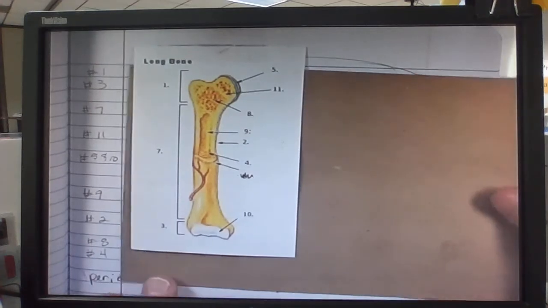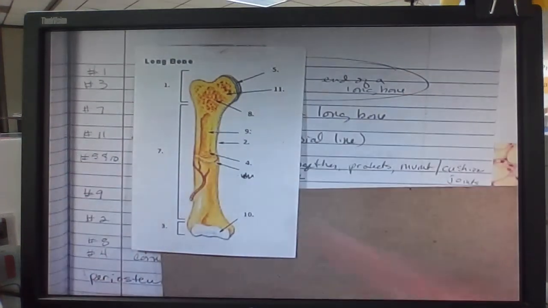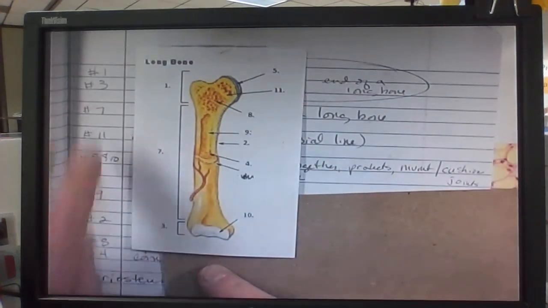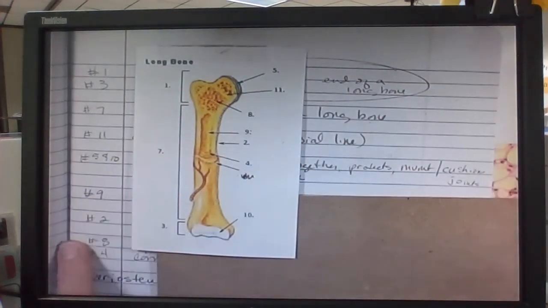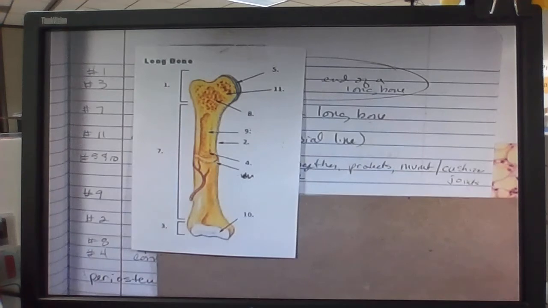Notice when I taped it in, I've got my numbers over here on this side, so I can kind of quiz myself. So number 1, I find number 1 on here. Do I remember what number 1 is? Number 3, number 7, etc.